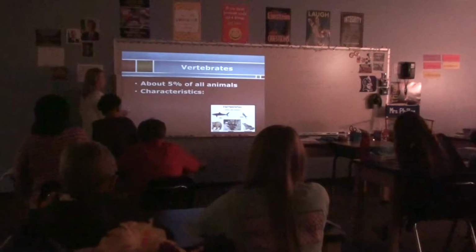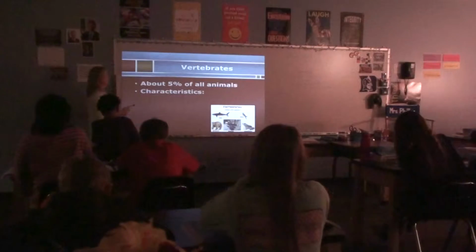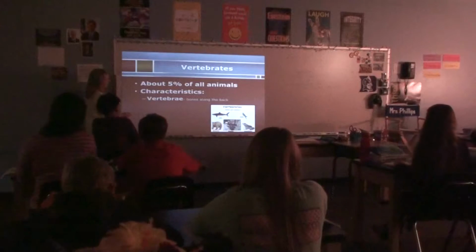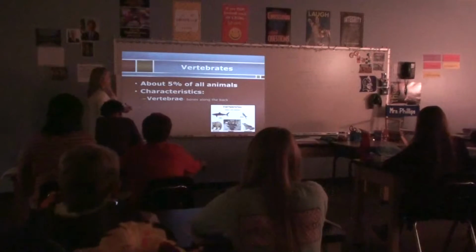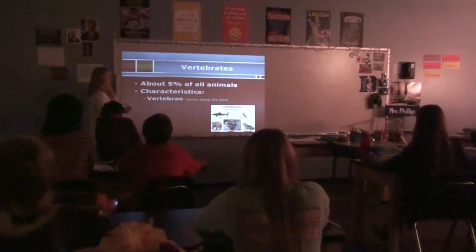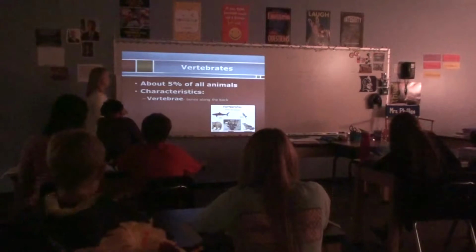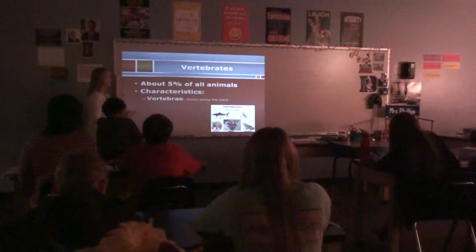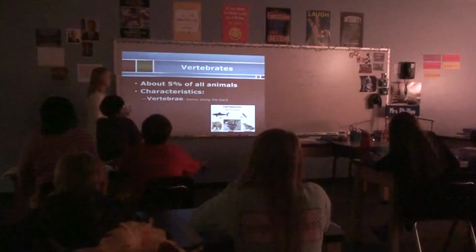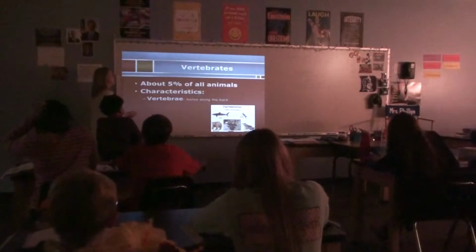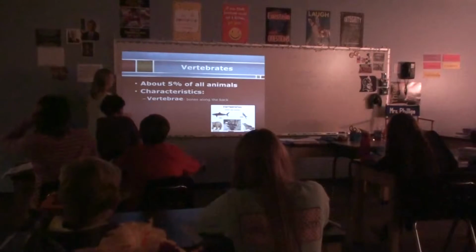Some different characteristics. You need to write this down because this is not one of your word wall terms. They have what is called a vertebral column, or bones along their back. So if they are in this 5%, even certain things that we wouldn't think, like a shark, they are going to be in this category because every vertebrate has to have that vertebral column going along its back.